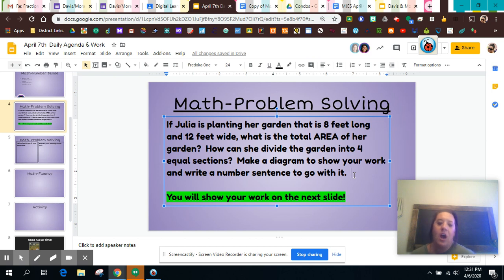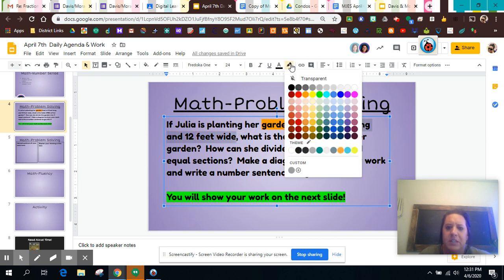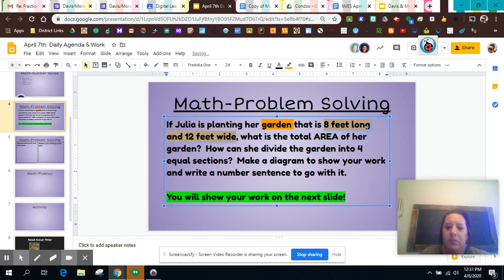So we want to start by going back and talking about what we know the problem is asking us to do. What do you remember from the problem? The first thing I'm going to highlight is that I know Julia is making a garden. Then I think these numbers might be important, so I'm going to highlight them because it says she wants it to be 8 feet by 12 feet. So I'm going to highlight those so I remember those numbers.